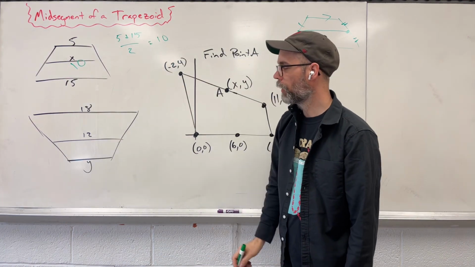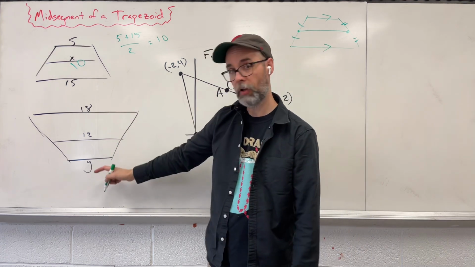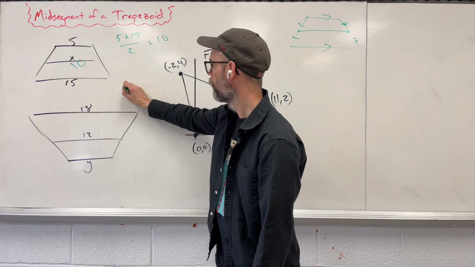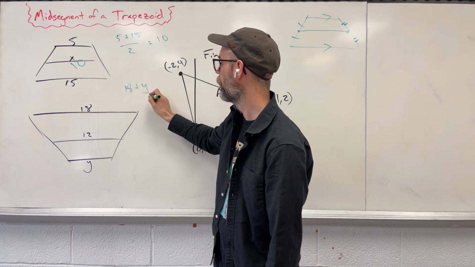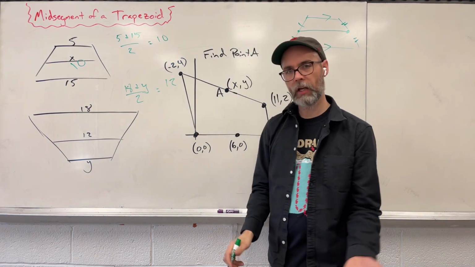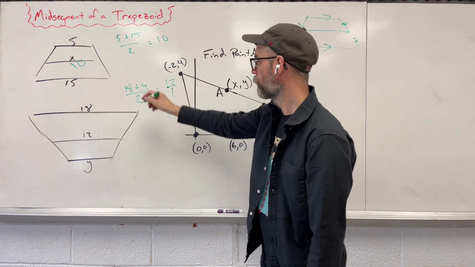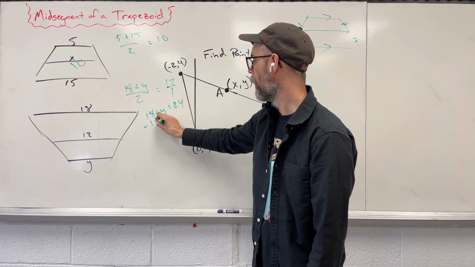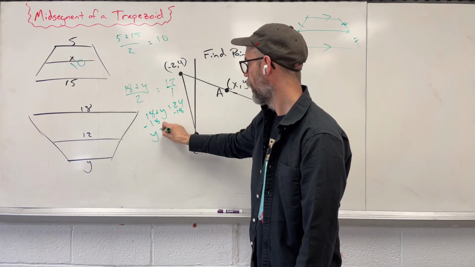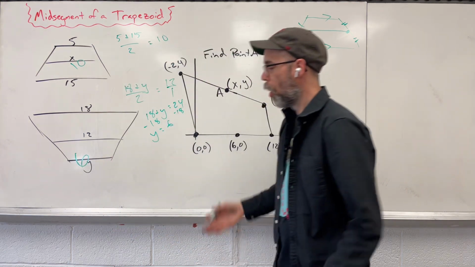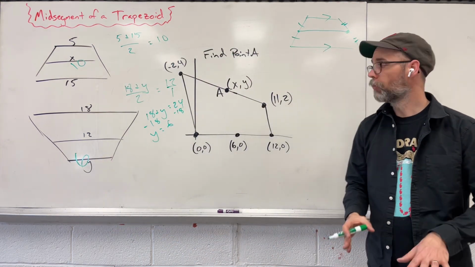Same thing could work over here. We could say 18 plus this divided by 2 equals that. Okay, so 18 plus y divided by 2 equals 12. Now we just got to do some math, some algebra. Cross multiply. 18 plus y equals 24, minus 18, and we are left with 6. All you're doing is finding the average of those two.